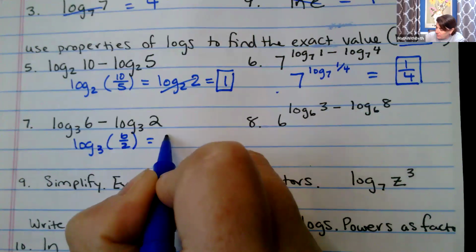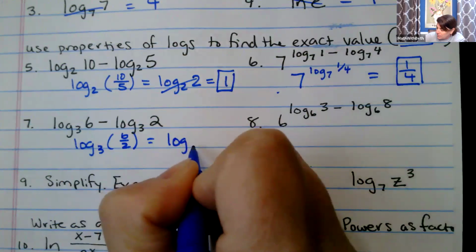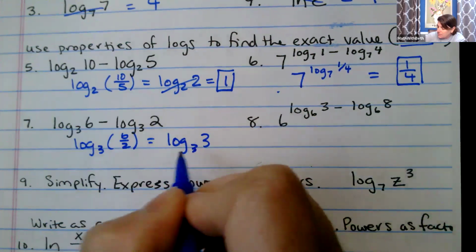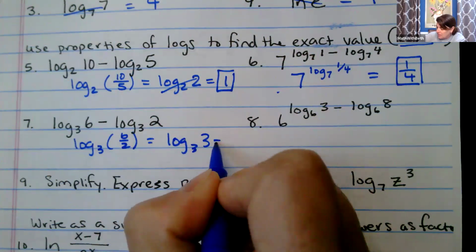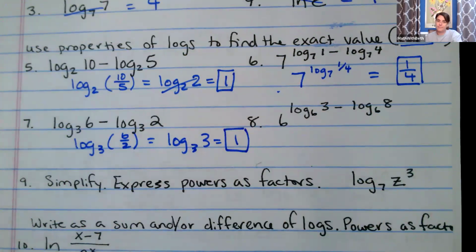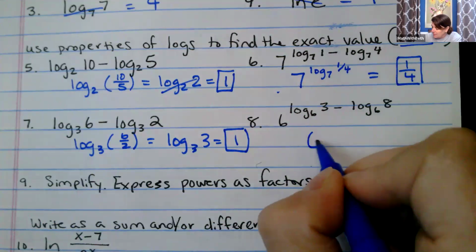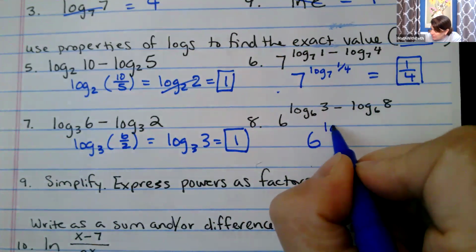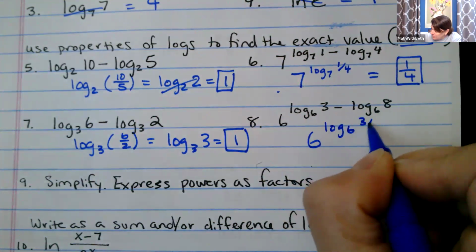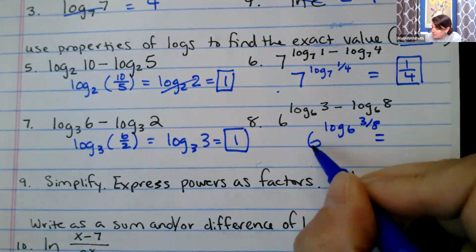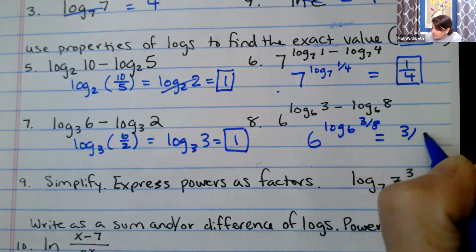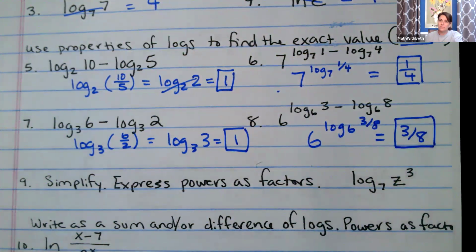So I can rewrite that with division. 6 over 2 is really 3. So log base 3 of 3 is just 1. These two logs being subtracted, I can rewrite as one log with division. And then 6 and log 6 wipe out. So we're left with just the 3 over 8.